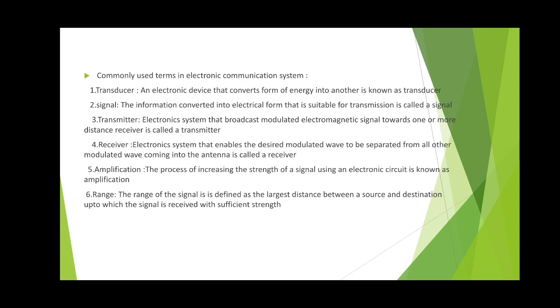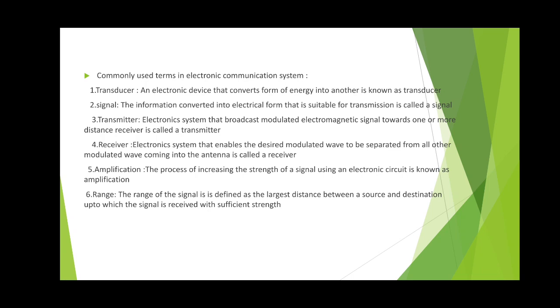Next, a very important term is range. The range of the signal is defined as the largest distance between source and destination. The source is a transmitter, the destination is a receiver. The distance between the transmitter and receiver is called the range.